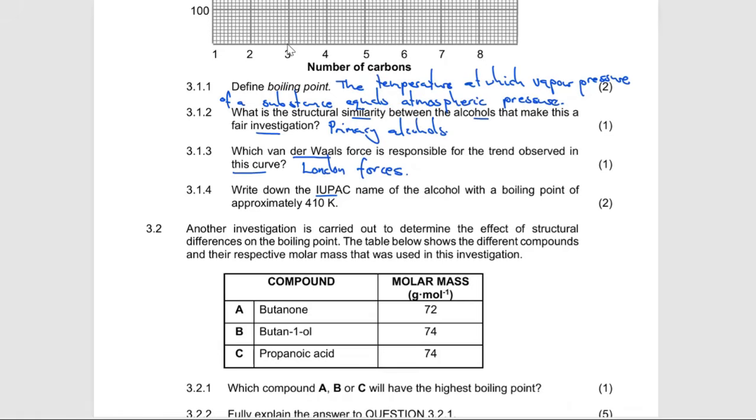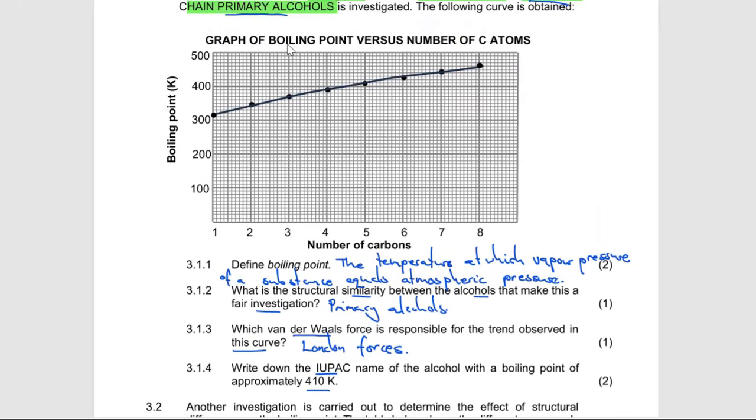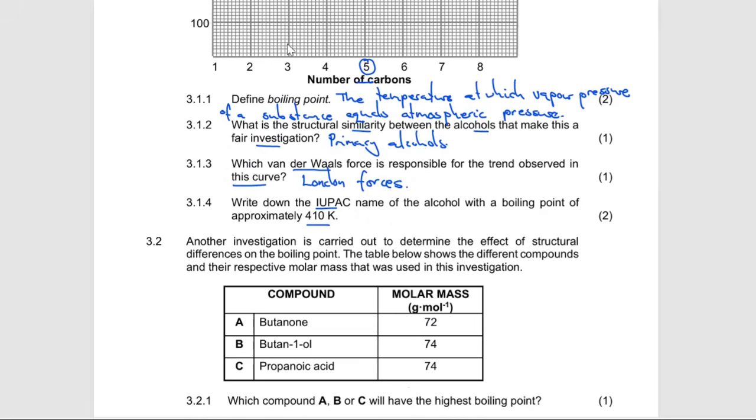So we're looking for the IUPAC name of the alcohol with a boiling point of approximately 410 kelvins, right? So let's look at the number of carbons there. This is our 400. Above 410, it's going to be this here, which gives the number of carbons. We're going to have 5 there. So our IUPAC name is going to be pentan-1-ol, right?